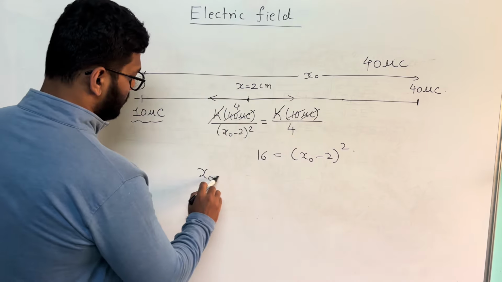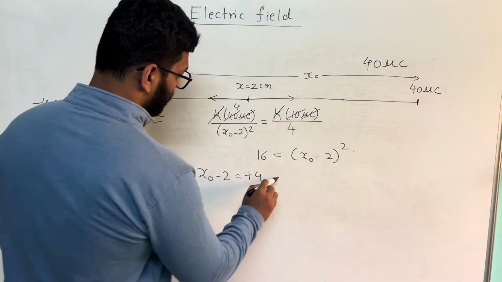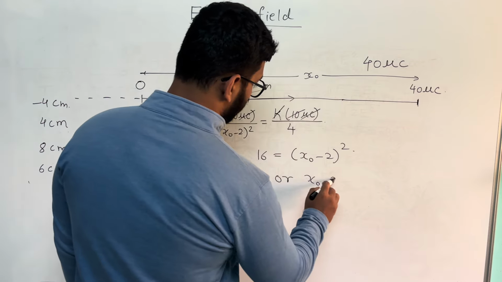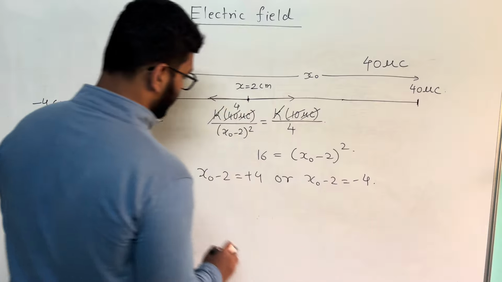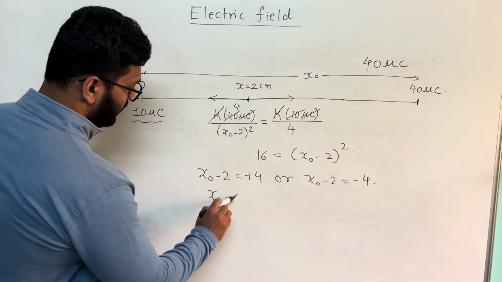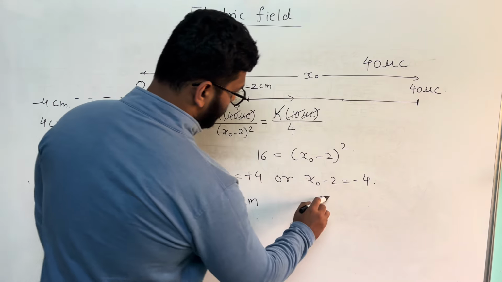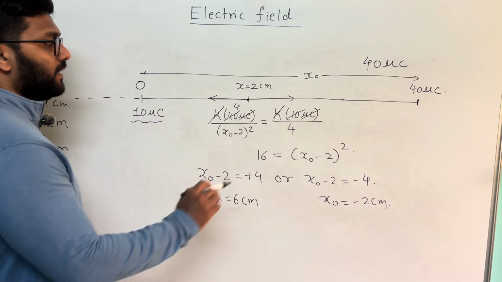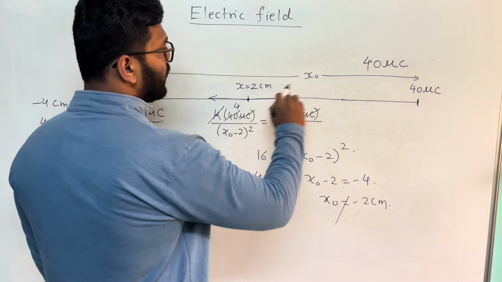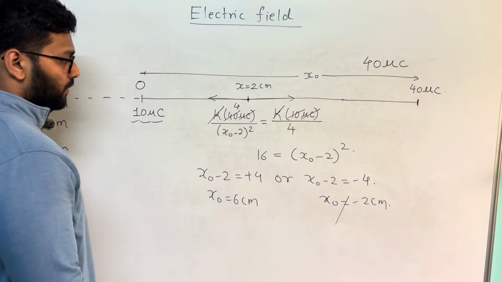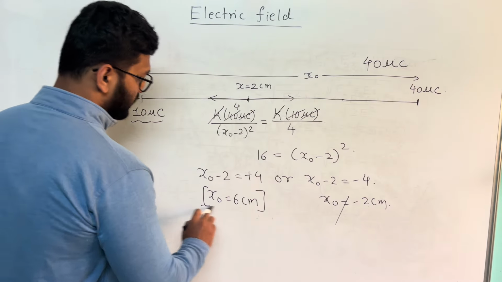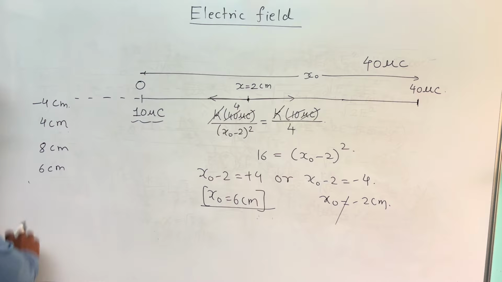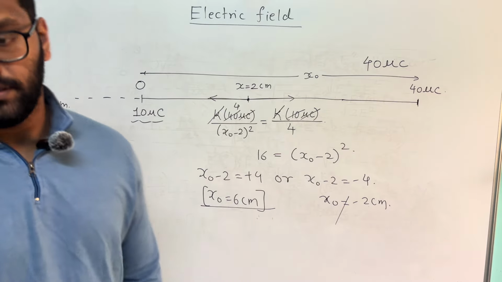So x0 minus 2 is either plus 4 or x0 minus 2 is equal to minus 4, right? So from here x0 will become 6 centimeter and from here x0 will be minus 2 centimeter. We will not take the negative solution because we are already placing it here at positive. So x0 is equal to 6 centimeter is the correct option. So the D option will be the correct. x0 is 6 centimeter. Okay.